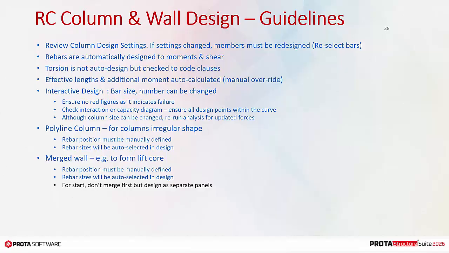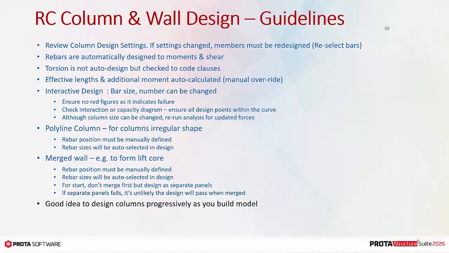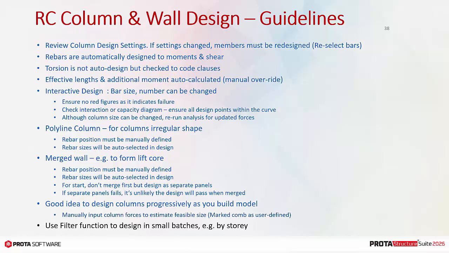To start, don't merge first but design as separate panels. If separate panels fail, it's unlikely the design will pass when merged. It is a good idea to design columns progressively as you build the model. Manually input column forces to estimate feasible size using Marked Combination as user-defined. Use the filter function to design in small batches, for example by story.